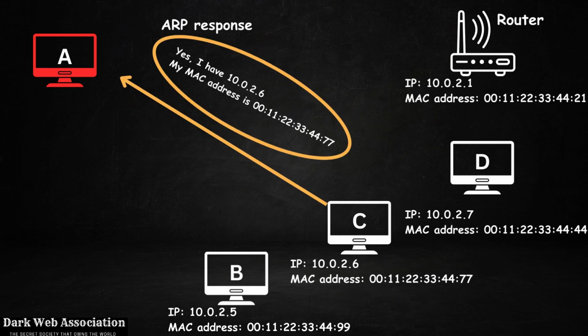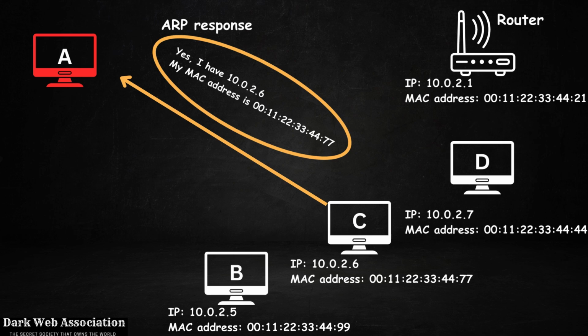The only device that will respond is device C sending an ARP response. In this response, device C is gonna say, "I have 10.0.0.26, my MAC address is this MAC address." This way, device A will have the MAC address of device C, and now it'll be able to communicate with device C and do whatever task it wants to do initially. So all of this communication is facilitated using the ARP protocol.